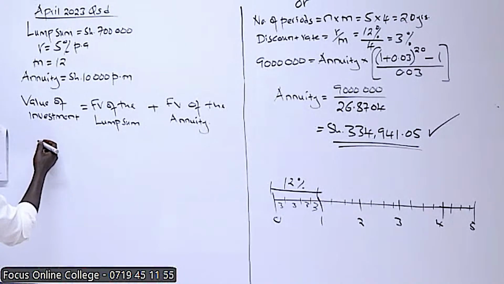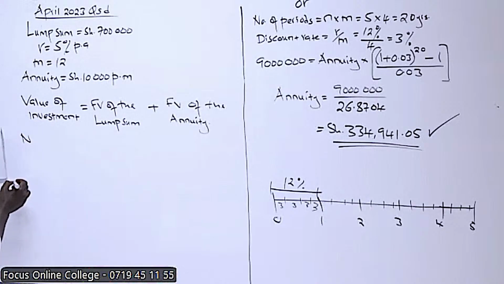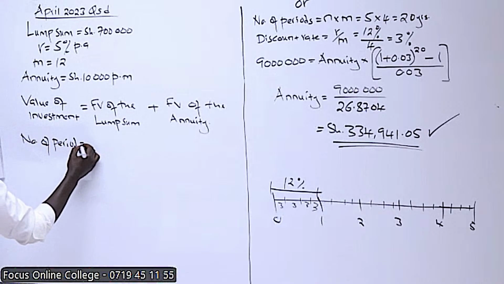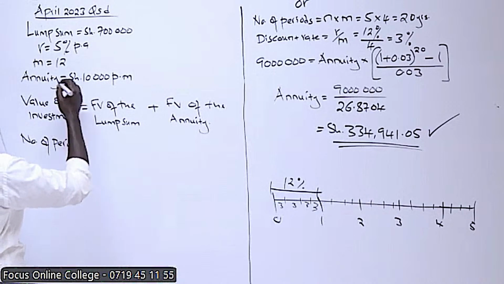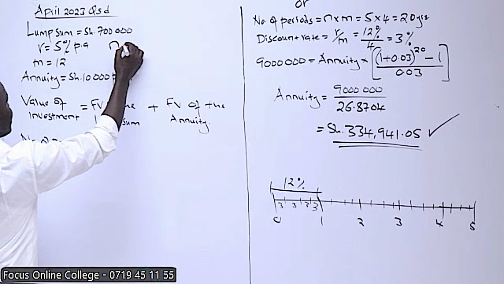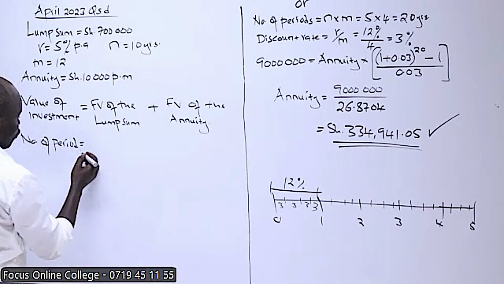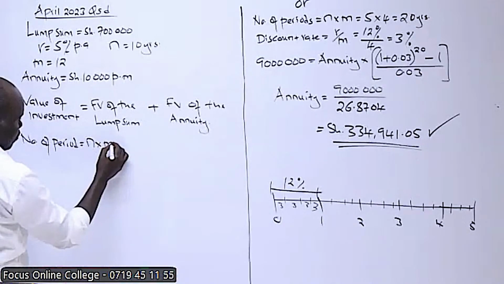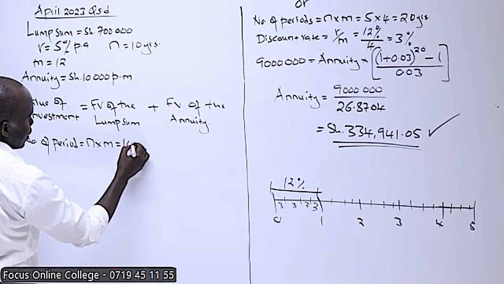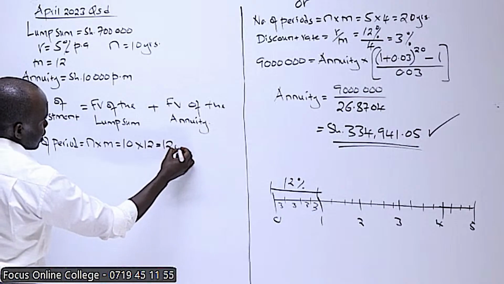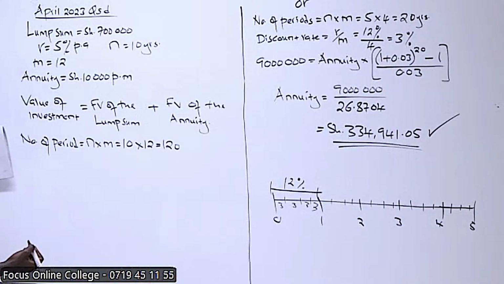Now, we need to adjust this here. Let's start by adjusting the number of periods. Number of periods is equal to n. Where is n here? We don't have n. N is 10 years. Number of periods is n times m. So 10 times 12, we get 120. So the number of periods is 120.